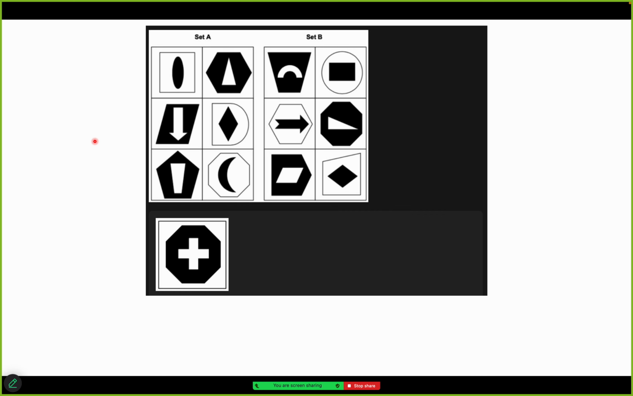So I've realized that in set A, whenever there's a curved side, the outer shape is also white. But that's not the same in B. I mean, that rule doesn't follow into B.